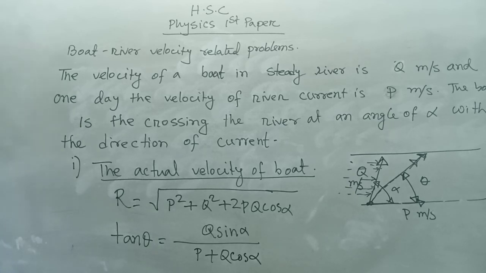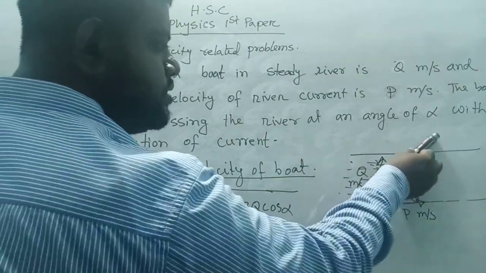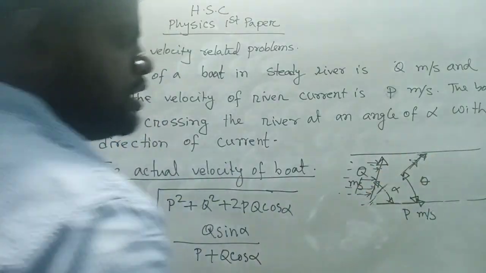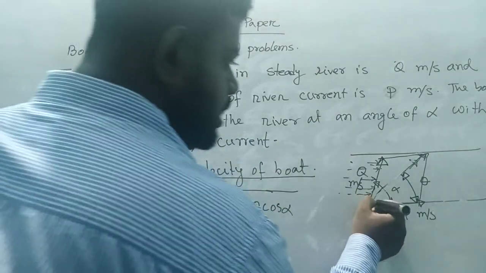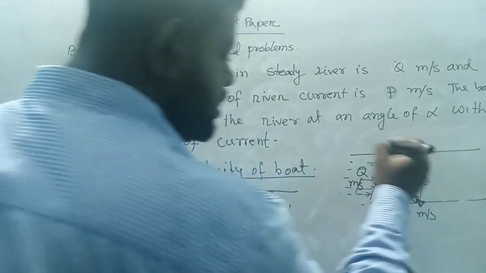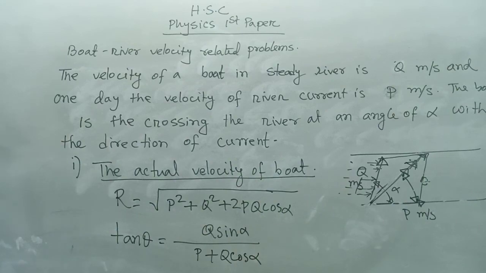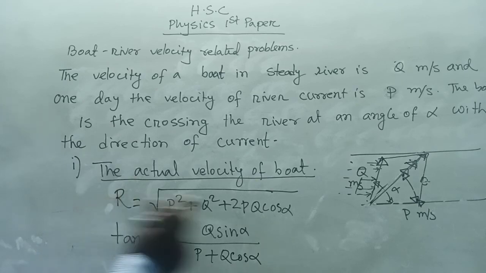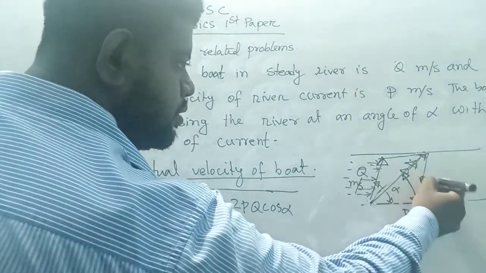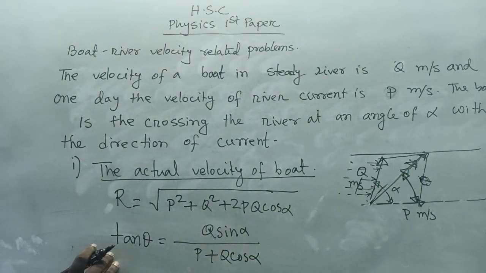Okay, dear students, so now you can calculate the actual velocity. It will go in this direction. Please complete the parallelogram. This is the completion of the parallelogram, and this is the diagonal. So it will go in the direction of the diagonal, and the length of the diagonal will be calculated by this formula, and the angle theta will be calculated by the second formula. So dear students, now you can easily calculate the actual velocity of the boat by using these two formulas.